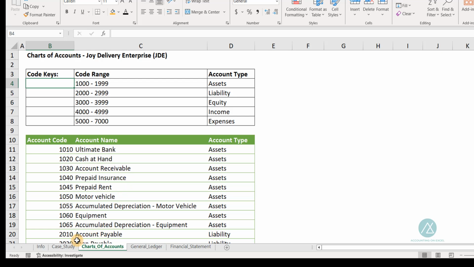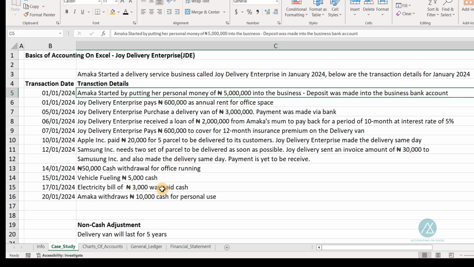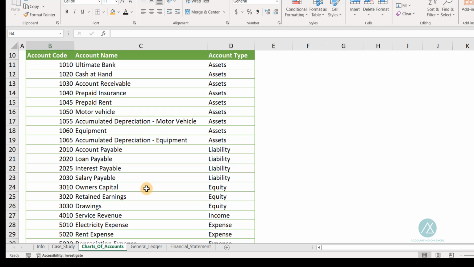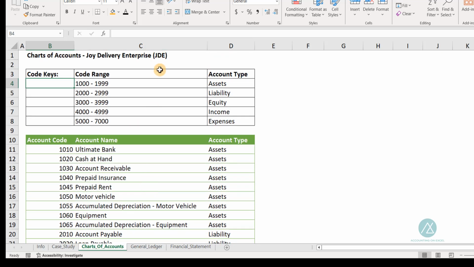Now, you have to look at your business. What are the transactions that are key to your business, or what transactions does your business involve itself in? Those things will help you generate the accounts that will be involved in carrying out transactions in your business. After looking at the transactions and what the business will be doing, it helps us to generate a custom chart of account for Joy Delivery Enterprise.